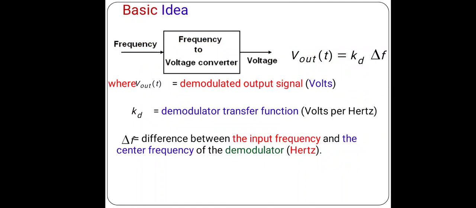The basic idea of an FM demodulator is that input is frequency and output is voltage. Changes in frequency result in changes in output voltage. So it is basically a frequency to voltage converter. The output voltage we can represent as V out equals K_D times del F. K_D is the demodulator transfer function, V out is the demodulated output signal voltage, and del F is the difference between the input frequency and the center frequency of the demodulator.